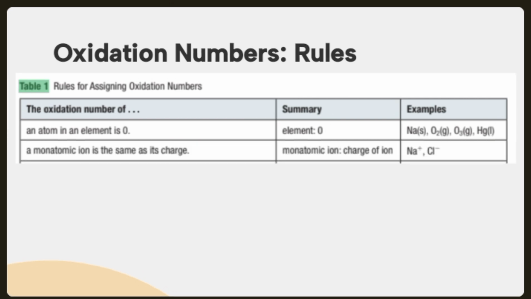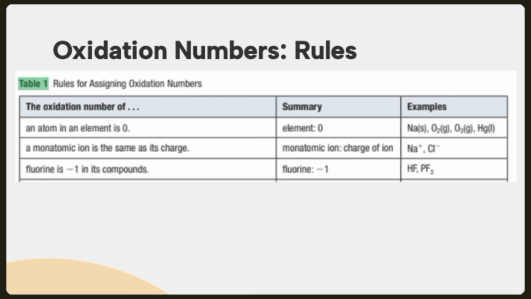Moving on to the second rule, a monatomic ion is the same as its charge. For ions that consist of a single atom, known as monatomic ions, the oxidation number is equal to the charge of the ion. This means that the oxidation number is positive for cations and negative for anions. Some examples of it include sodium ion, Na+, oxidation number will be +1, chloride ion, Cl-, oxidation number will be -1.